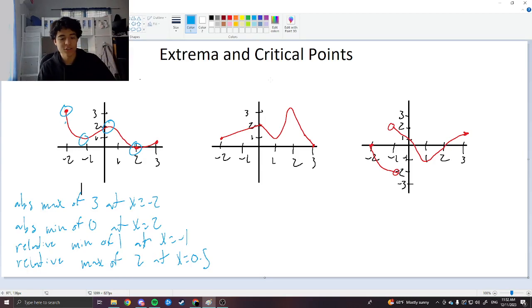And now let's look at our second function. Let's start with the absolutes. We have an absolute maximum right here and an absolute minimum right here.